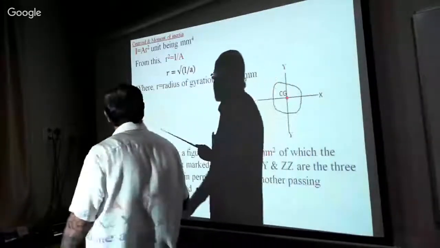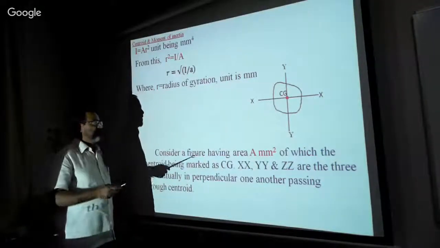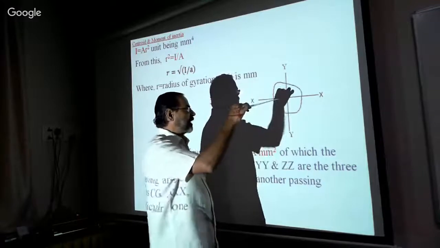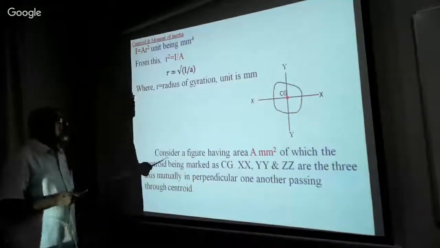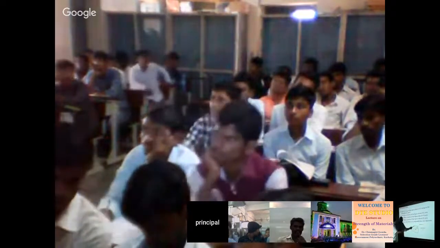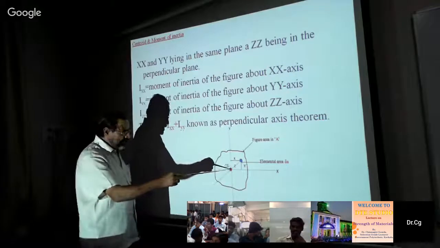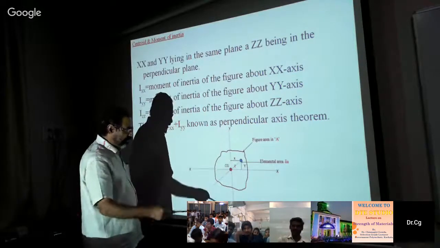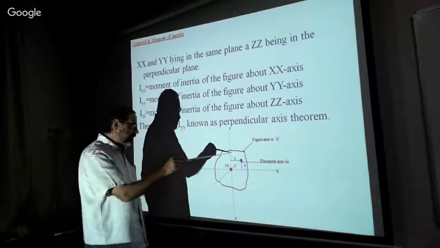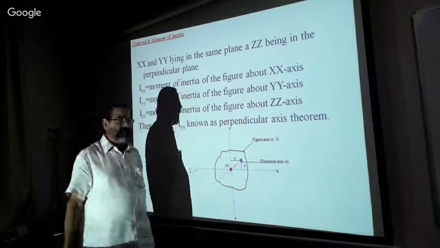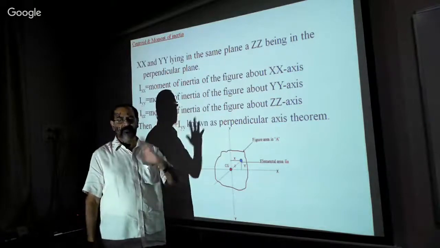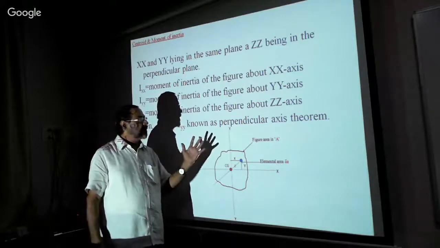Now, we have discussed the radius of gyration also in the previous class. This is the centroid of a plane figure, with the centroidal x axis and centroidal y axis. Let us remember this. Now, to calculate the moment of inertia, the moment of inertia of this figure about the x axis is Ixx. It is an abbreviation used to indicate the moment of inertia. Already in the previous class, we have discussed at length the physical meaning of the moment of inertia.